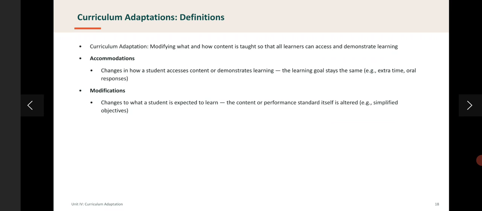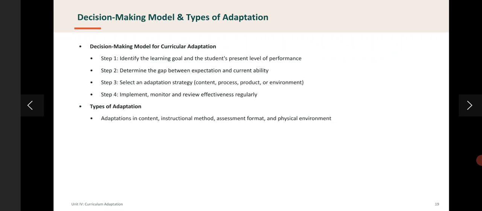Adaptation is the ability of a species to survive in a particular ecological place, especially because of alterations of form or behavior brought about through natural selection. This is what Dr. Girish says about curriculum adaptation. Just wanted to convey it. Okay. So now, decision making model and types of adaptation. We do have steps in this decision making model, and there are steps to it. Okay.